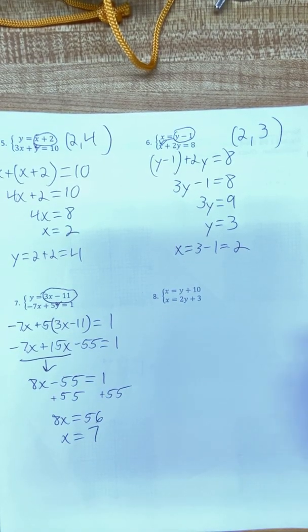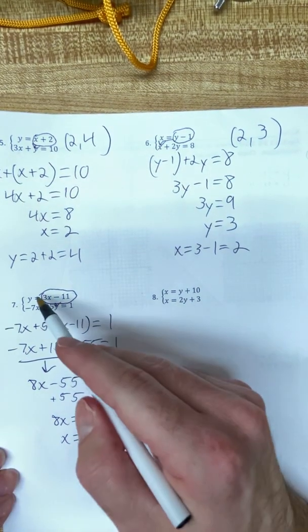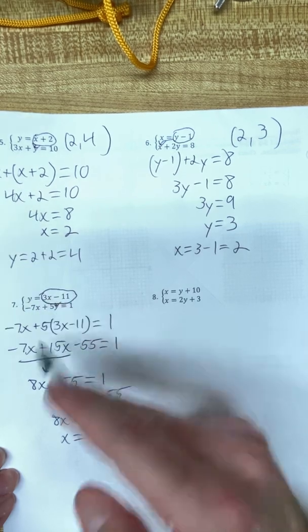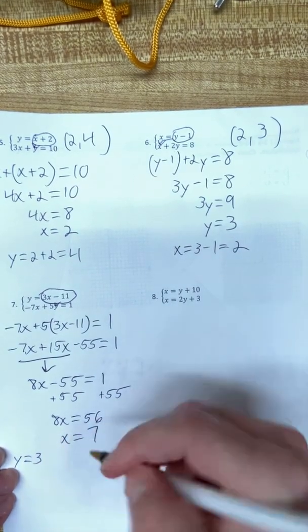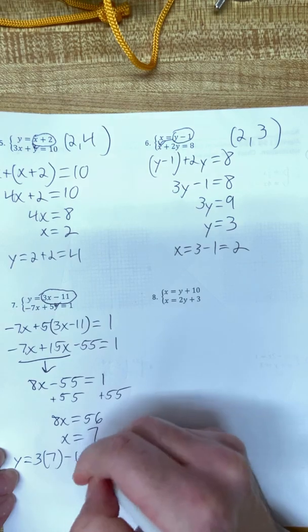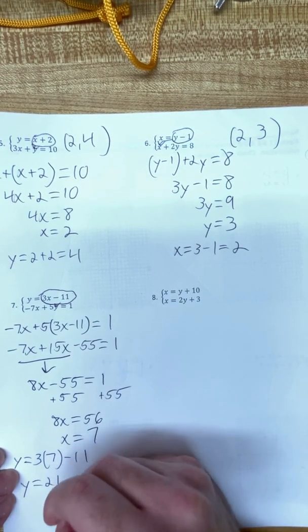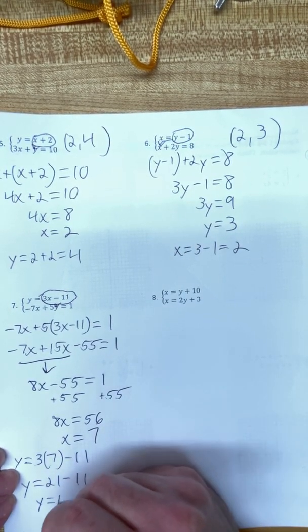So once you get x equals 7, let's put that back in for x in that first equation. So y equals 3 times 7 minus 11. So y equals 21 minus 11. So y equals 10.